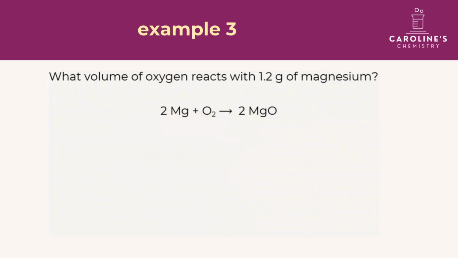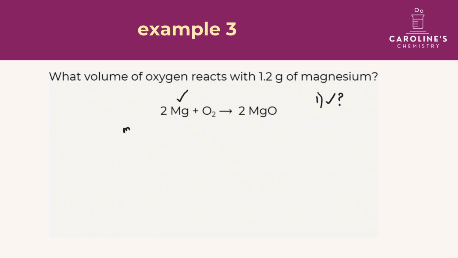So some extra steps here now. What volume of oxygen reacts with 1.2 grams of magnesium? We're going to start off with the same method that I teach throughout this topic. You can go back and look at the previous videos for reacting mass calculations if this is unfamiliar to you. Step 1 is about deciding what your tick and question mark is. So we know something about the magnesium.